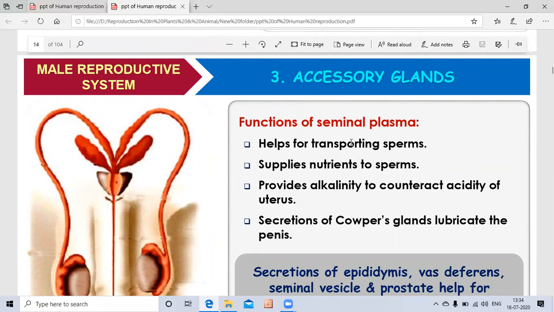Functions of the seminal plasma. Number one, it helps in transporting sperms. What is the function of the seminal plasma? It can transport the sperms and supply nutrients to the sperms. What nutrients are required for the development of the sperms? The plasma provides the nutrients to the sperms. It also provides alkalinity, meaning it is alkaline in nature, to counteract the acidity of the uterus.